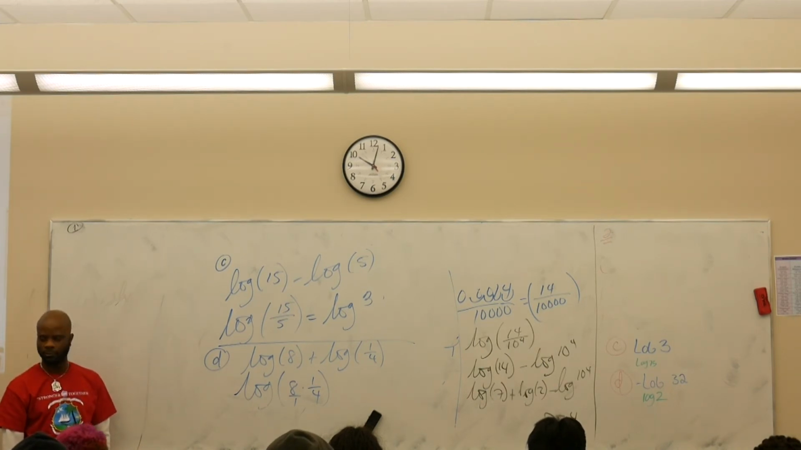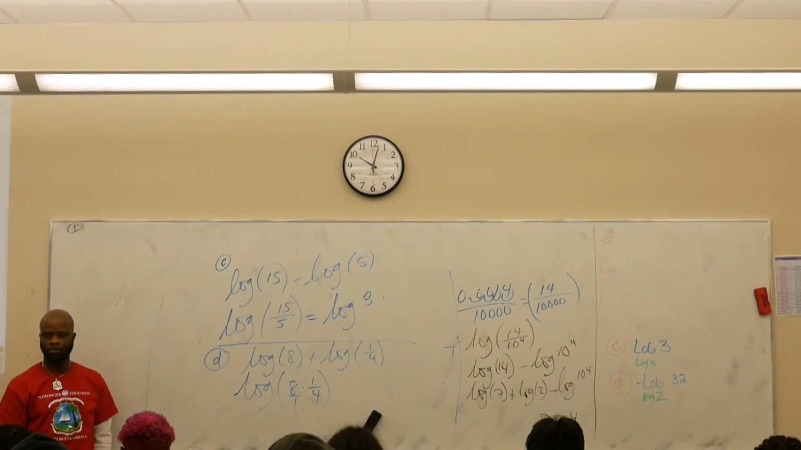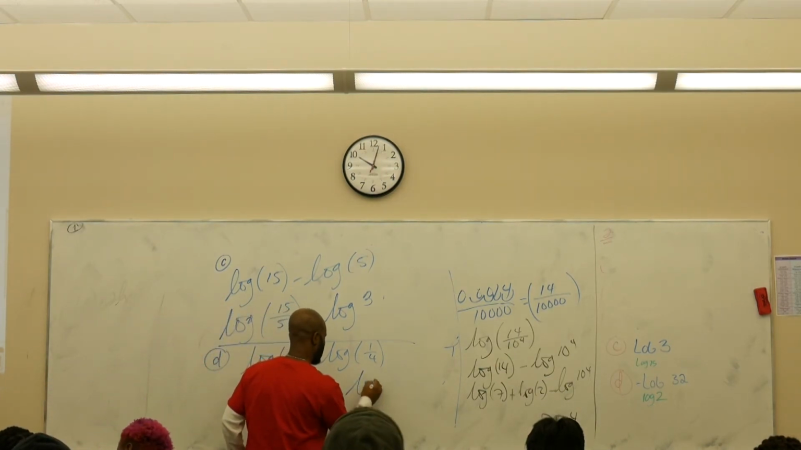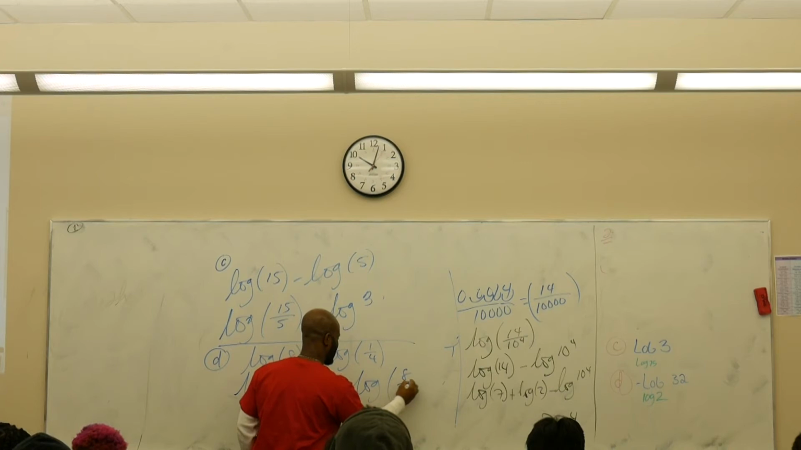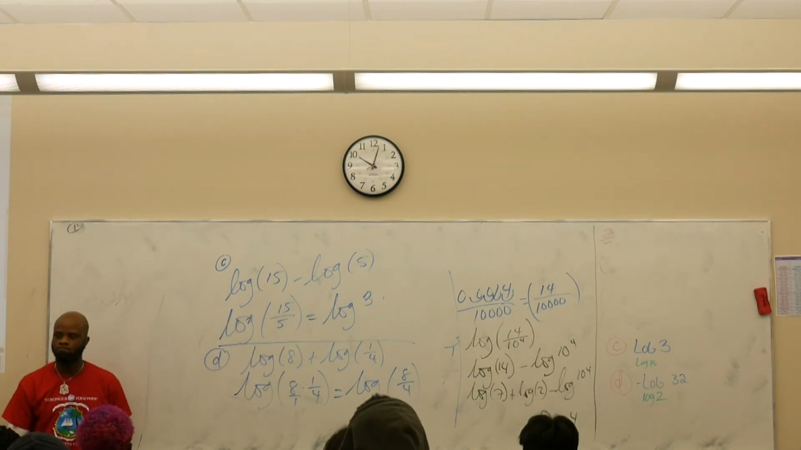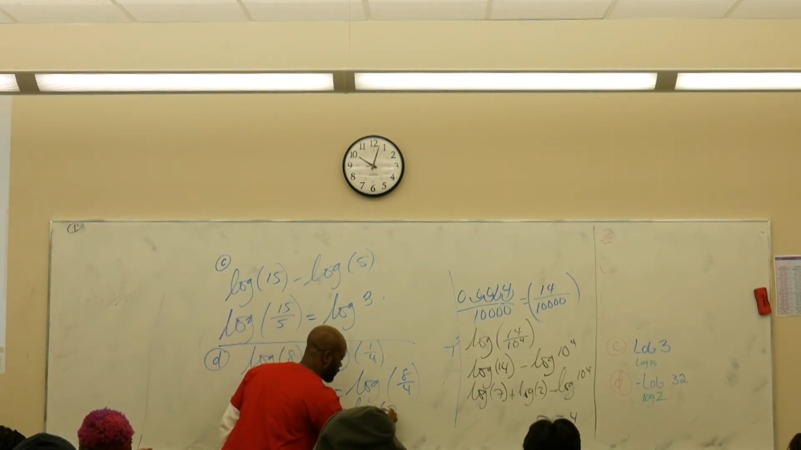You can multiply. If I'm multiplying by a fourth, it means I'm just dividing by 4. Right? Or you can multiply 8 times 1 is 8, 1 times 4 is 4. What's 8 divided by 4? 2. This is the same as the log of 2.